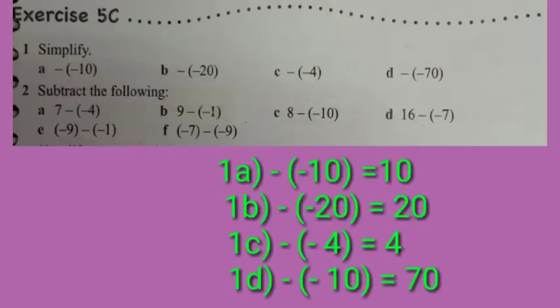Exercise 5C, question number 1, simplify. Part A: minus into minus 10. Here negative value into negative value gives the positive value. Here minus into minus 10 gives positive 10. Part B: minus into minus 20 will give positive 20. Part C: minus into minus 4 will give positive 4. Part D: minus into minus 70 will give positive 70.